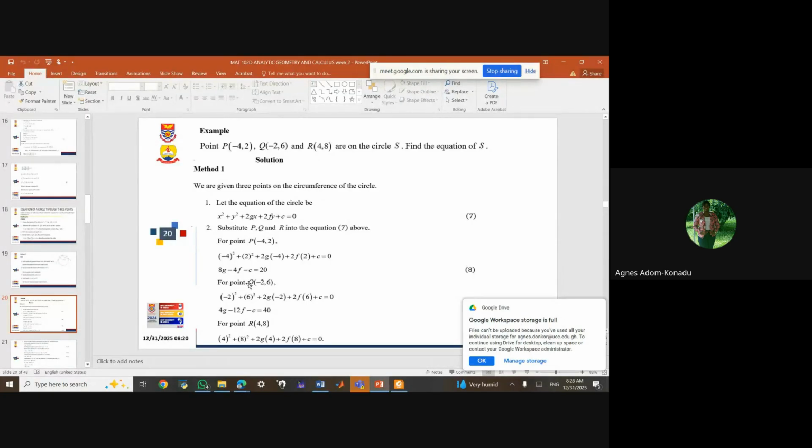Then the second one, that is Q, we have -2 and then 6.